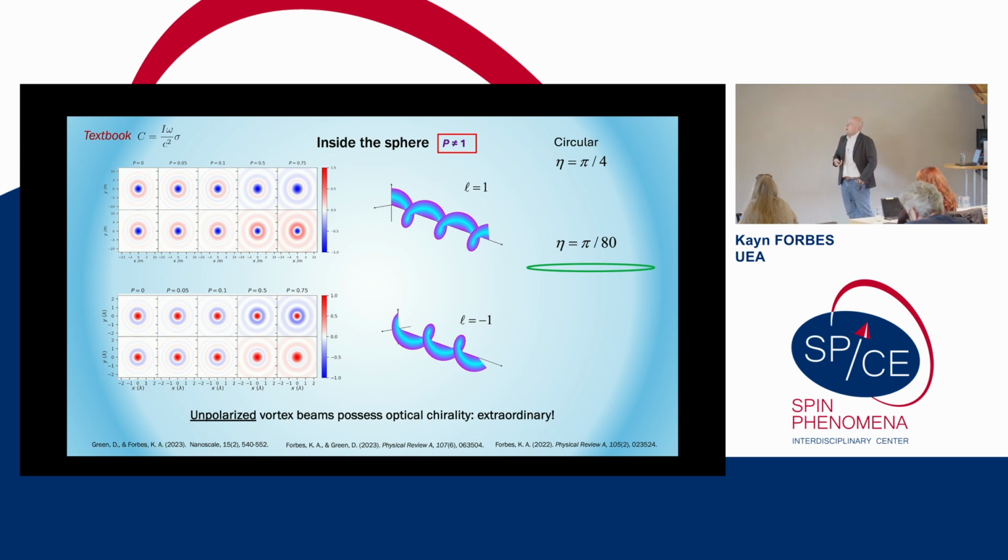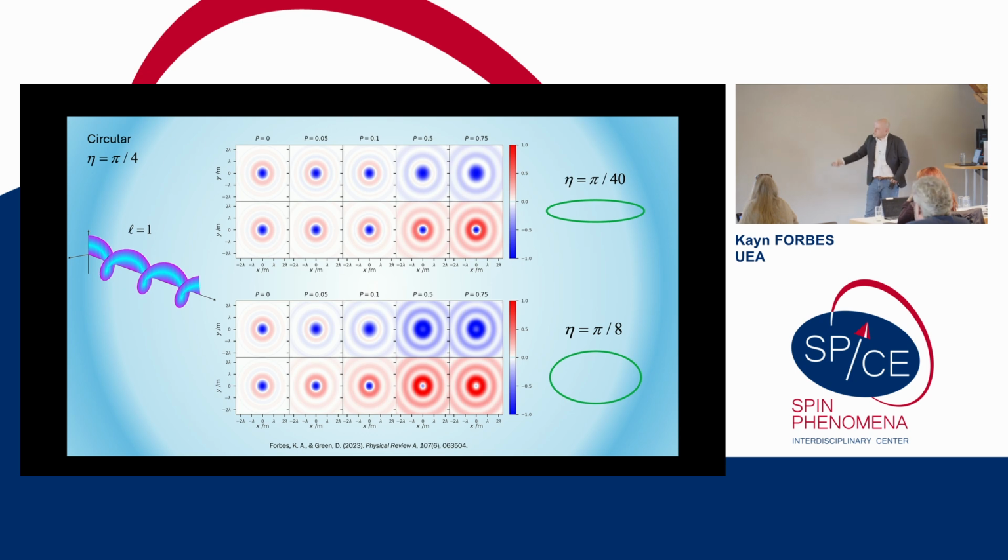And I can vary the ellipticity and the degree of polarization at the same time. It gets a bit boring now. The point is, you can change the sign of L, you can increase the value of L, you can change the degree of ellipticity, you can change the sign of the ellipticity, you can change the degree of partial polarization. 5 parameters, you can completely tune your optical chirality. The most important takeaway of this is unpolarized vortex beams have chirality. I think that's the most interesting part.